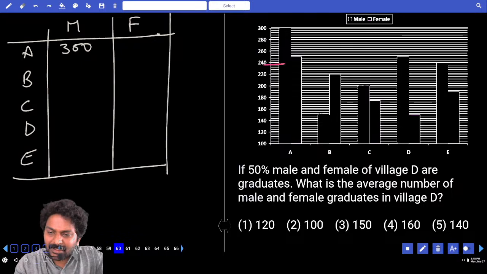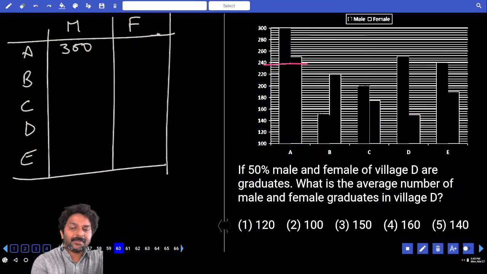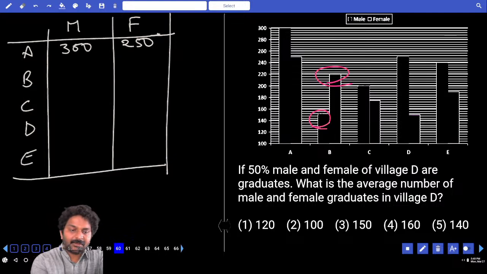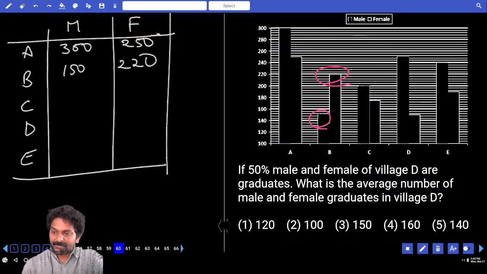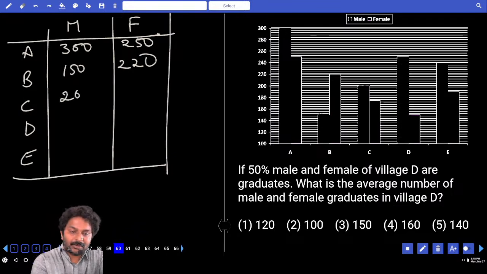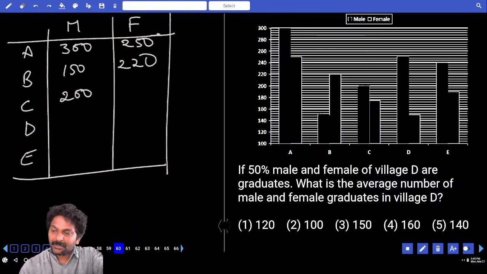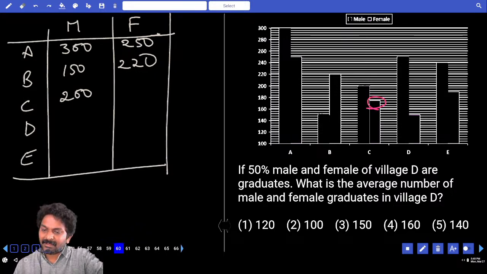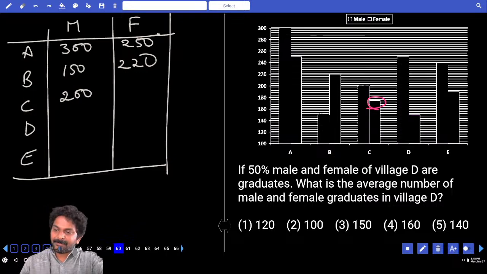Next. That is exactly in between 240 and 260, which is 250. Next. This is 150, 220. Next, 200. I hope this is also in between. No, one line below. 170.